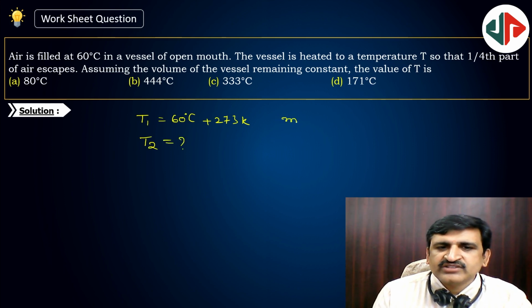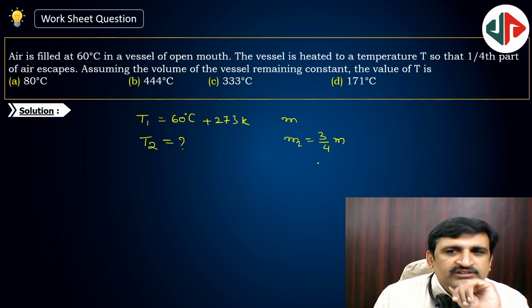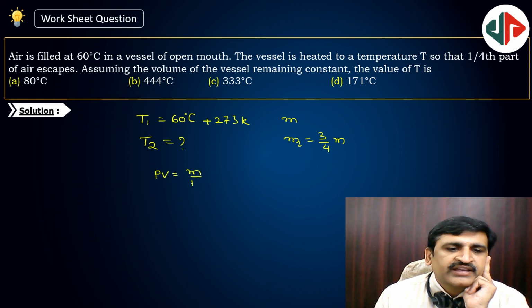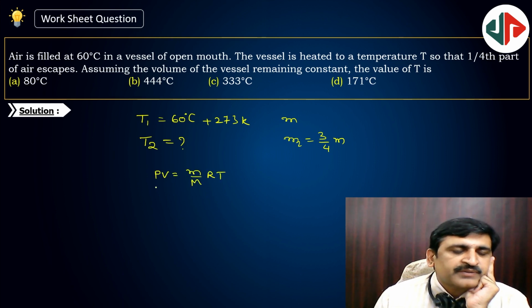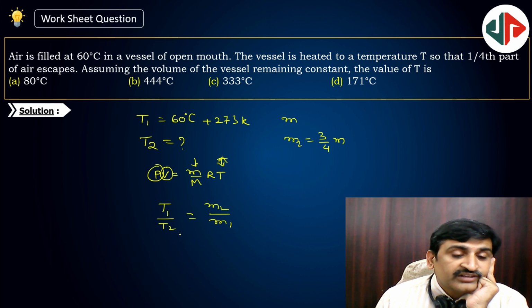Initial mass of the gas you have to take as m. Final mass of the gas, so that 1/4 part escapes, will be 3/4 of m. That is the magic. 1/4 left from the chamber, that means 3/4 present in it. So we have PV is equal to m by M RT. Open mouth, so atmospheric pressure only will be maintained. Pressure same, volume of the container same. So M and T must be related: T1 by T2 is inversely proportional, M2 by M1.